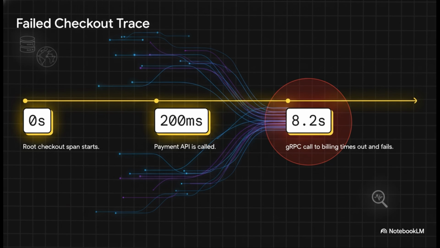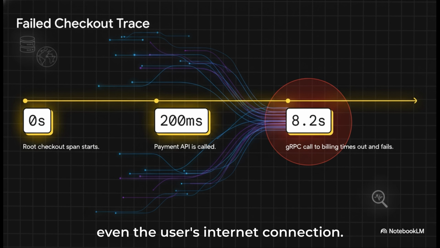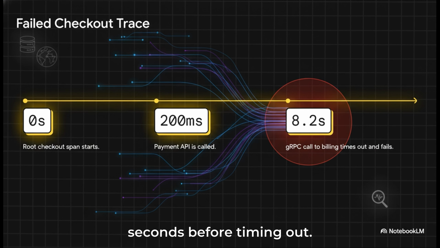Opening up that trace, we look at the timeline. At 0 seconds, the route checkout span kicks off. At 200 milliseconds, the payment API gets called. All looks normal. But then, look at this, 8.2 seconds. The trace visually proves that the checkout didn't fail because of the database, or even the user's internet connection. It failed because a downstream gRPC call to an internal billing service just hung there for a massive 8 seconds before timing out. Boom, bottleneck found.